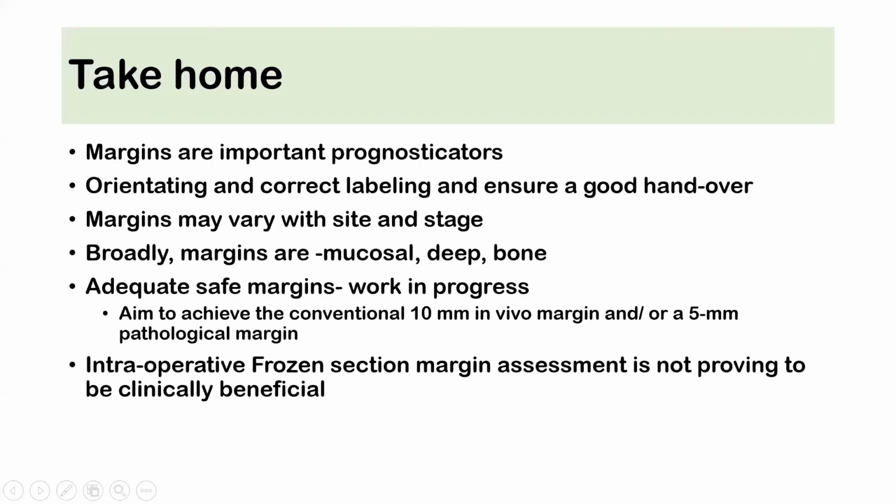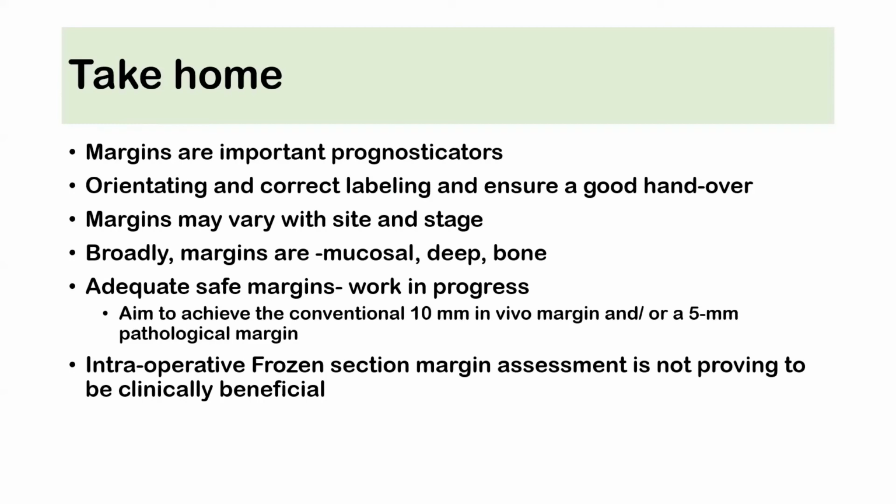So my last slide is that margin assessment is a very crucial part of pathologic evaluation. It is an important prognosticator of local regional recurrence. It is very important to orientate the specimen, correctly label it, and ensure a good handover, and to ensure that the communication between the pathologist and surgeon is perfect.